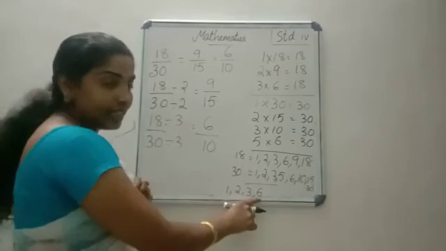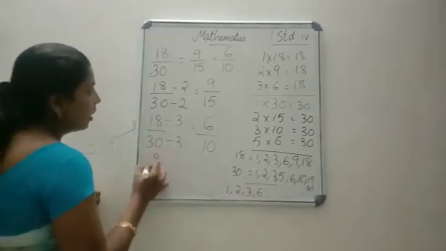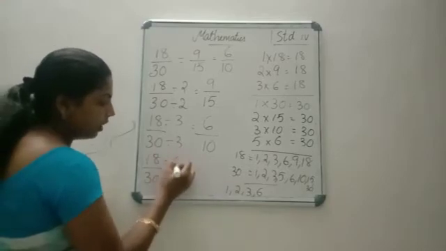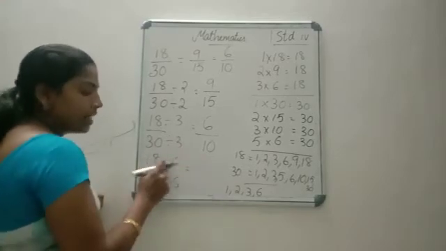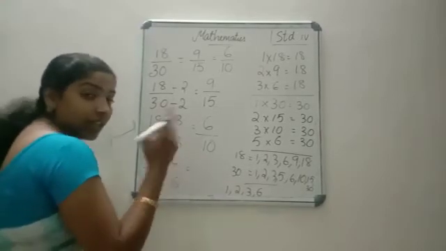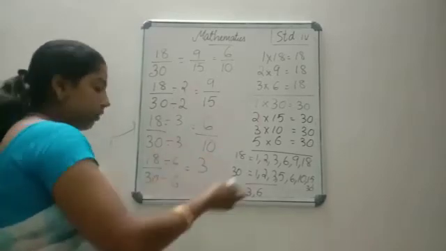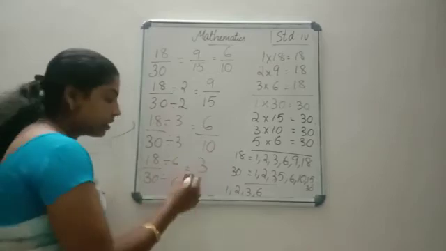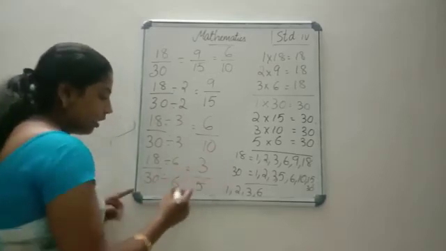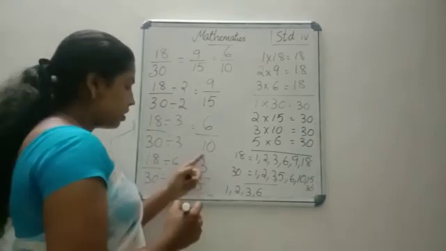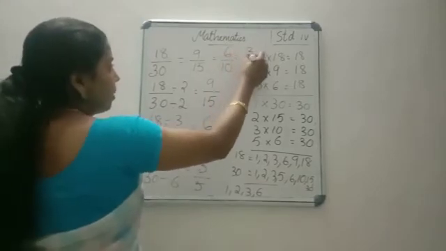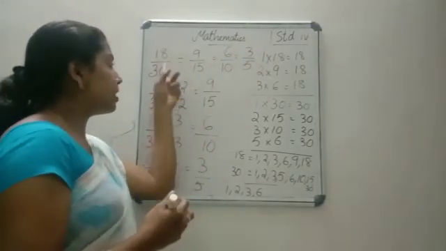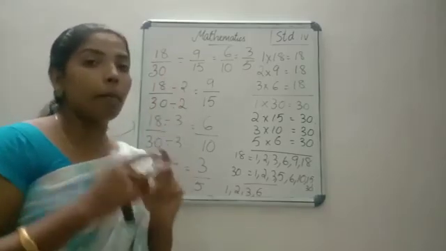One more is there, 6. So 18 by 30, the numerator and denominator can be divided with 6. So 18 divided by 6. 6 threes are 18. If you want, you can divide and check. 30 divided by 6. 6 fives are 30. So 30 divided by 6 is 5. So 3 by 5. So these are some of the equivalent fractions of 18 by 30 using common factors.